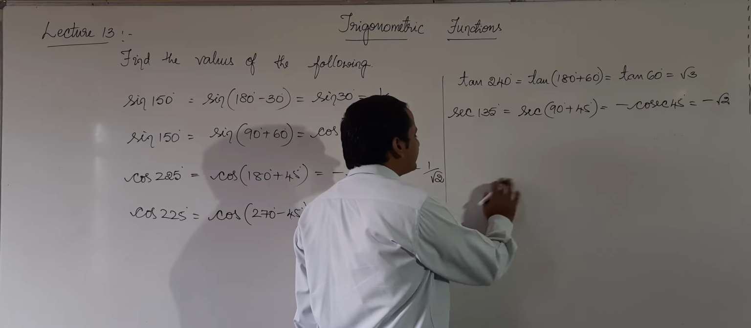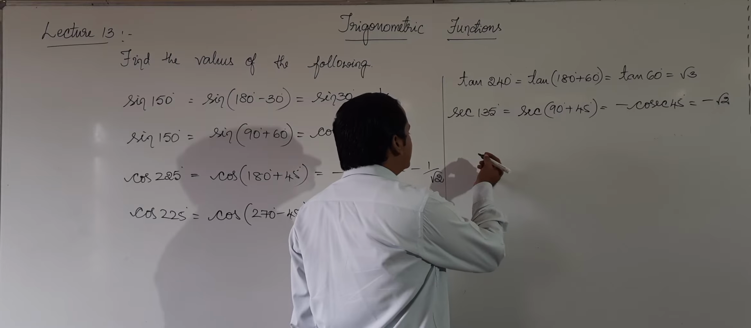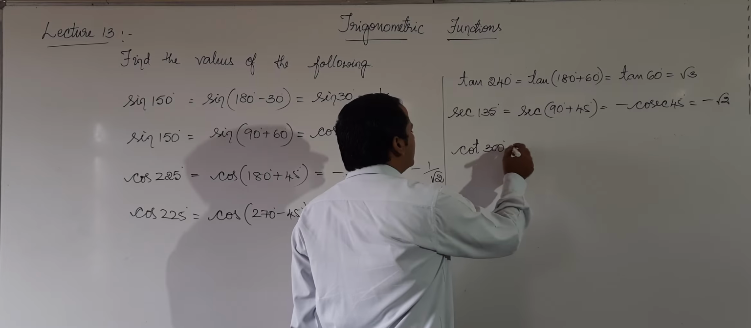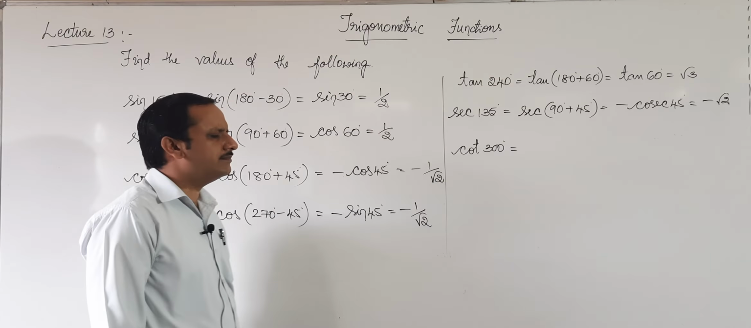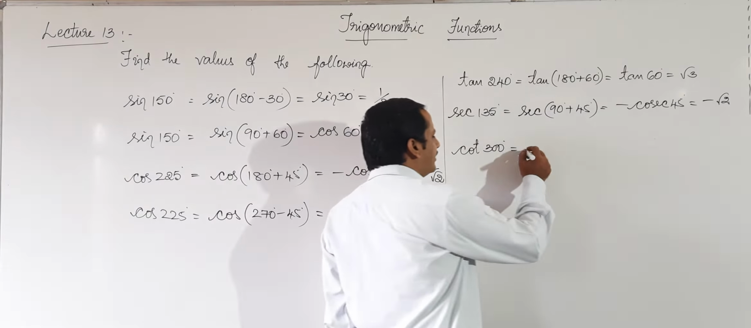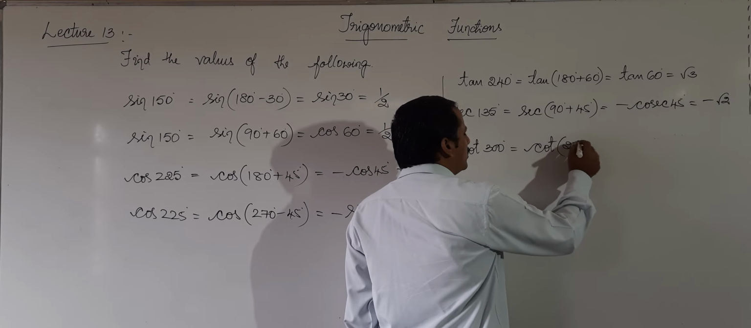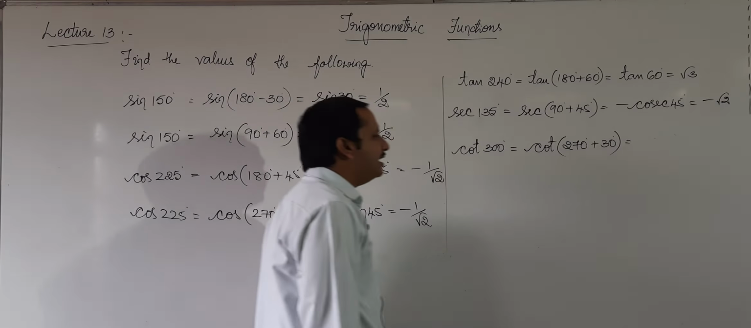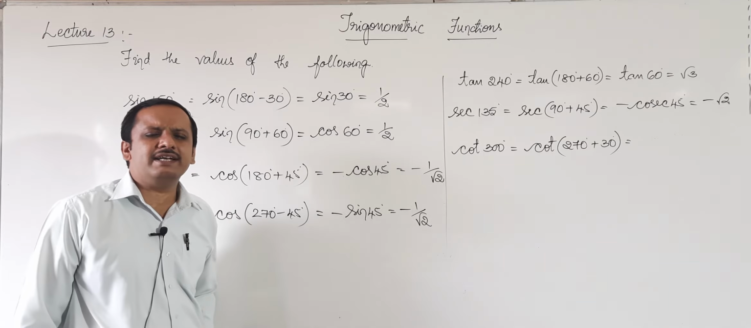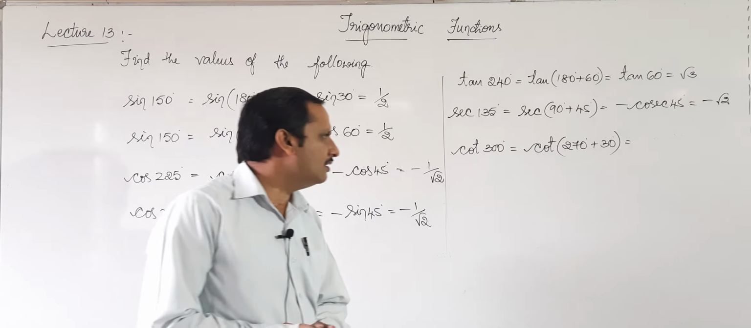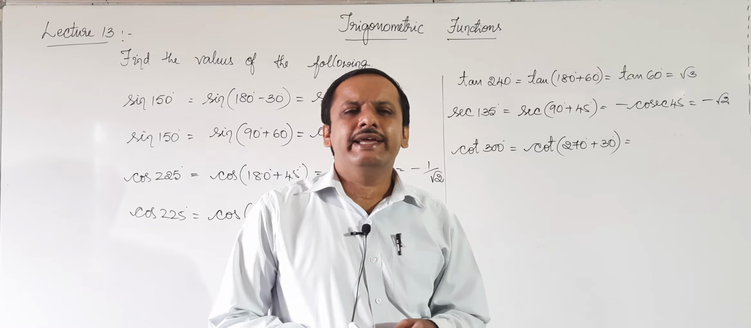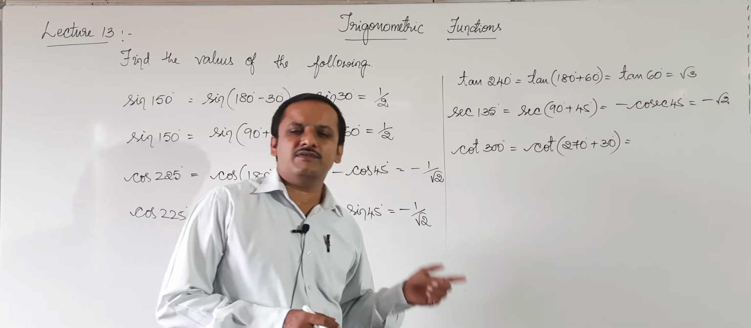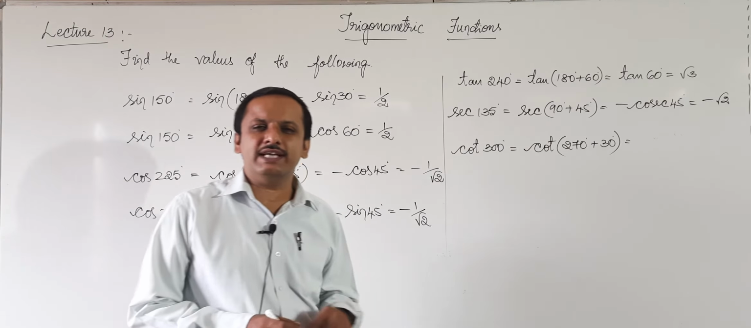After this, we will take cot 300 degree. Okay. 300, I will write 300 as 270 plus 30. 270 plus 30 means it is in the fourth quadrant. Okay. In the fourth quadrant, cot is what? In the fourth quadrant, cos is positive, therefore secant is positive, cot is negative, minus.